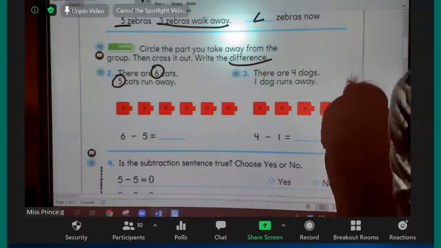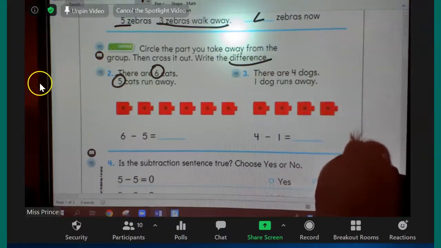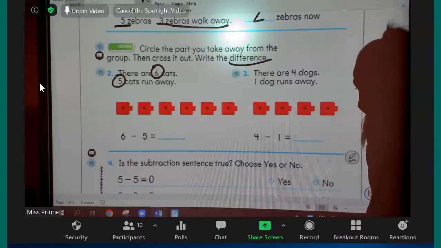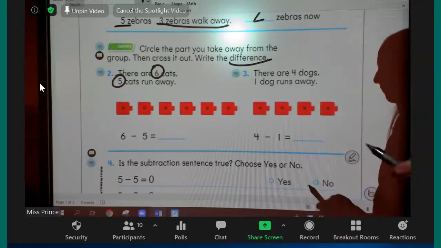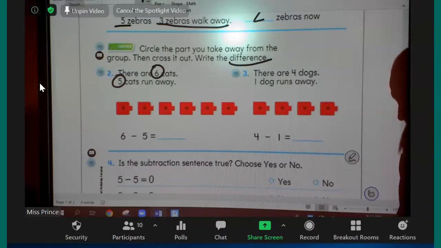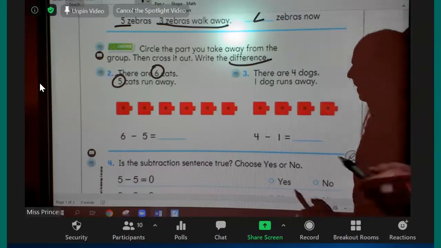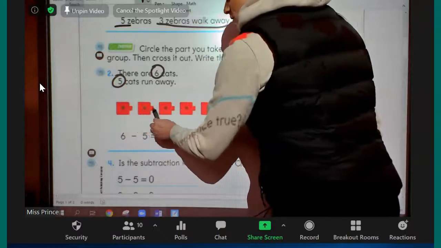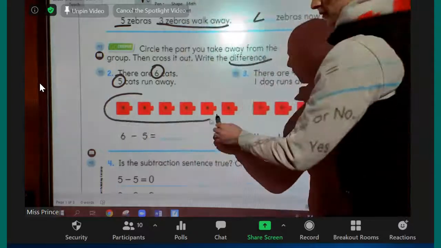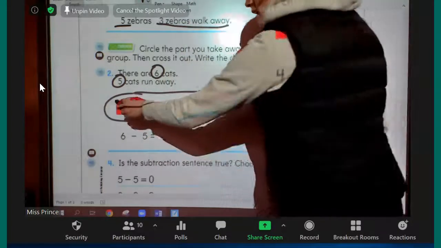So how many do we need to circle, Aaron? We're going to circle the part we take away and then cross it out. So if 5 cats run away, how many do we circle? 5. So we're going to circle 5. 1, 2, 3, 4, 5. And then we cross them out.